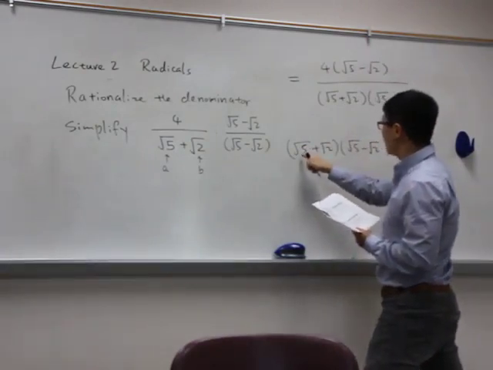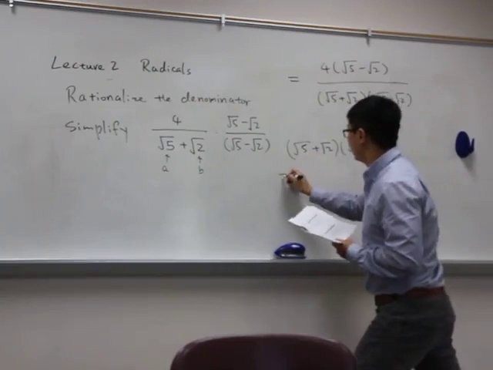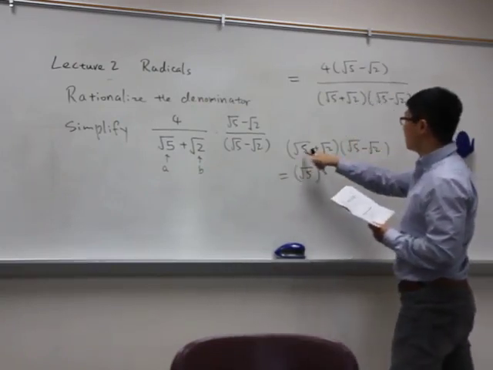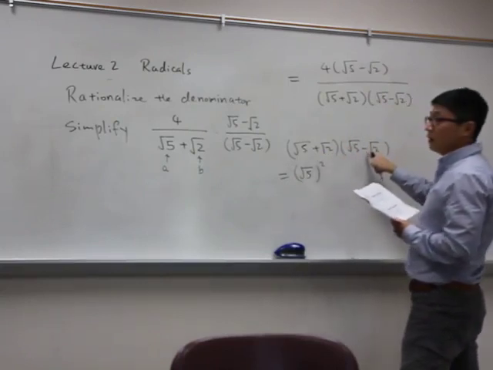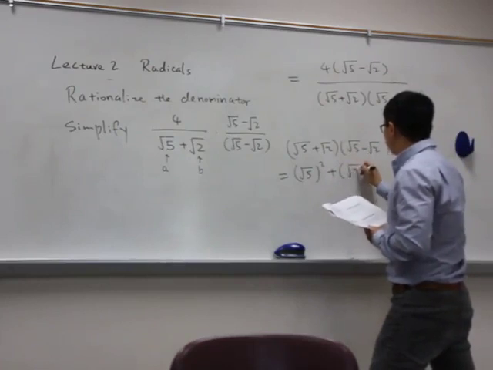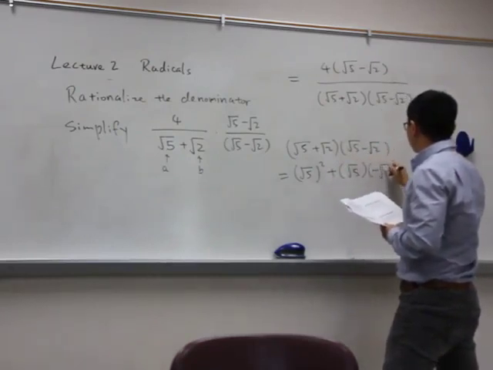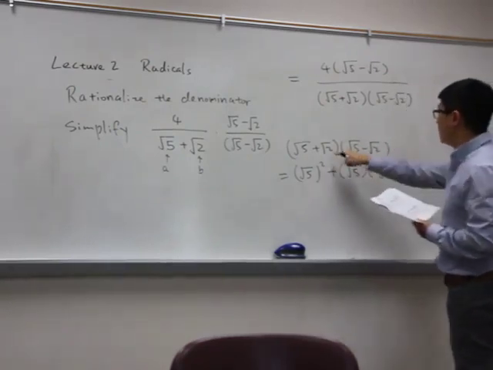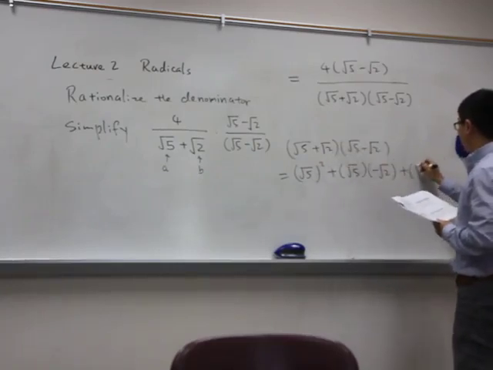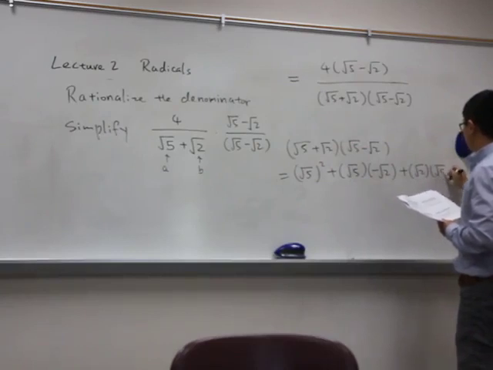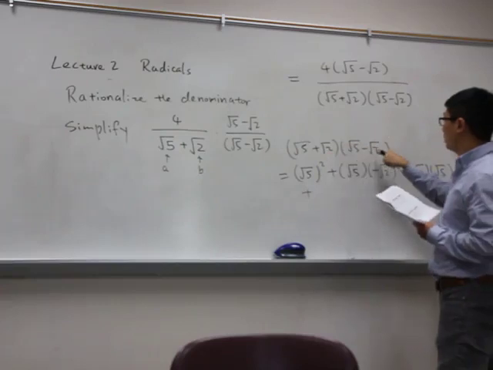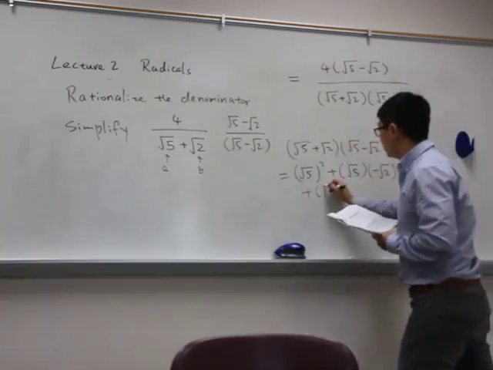So first I multiply the square root of 5 by the square root of 5. And then I multiply the square root of 5 by the negative square root of 2. And plus, I multiply the square root of 2 by the square root of 5. And plus, I multiply the square root of 2 by the negative square root of 2.